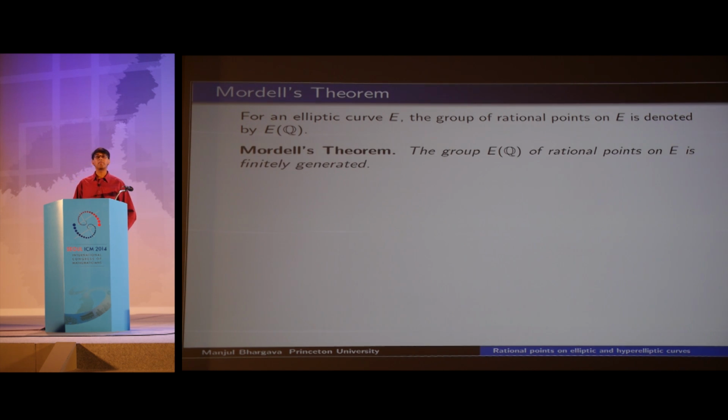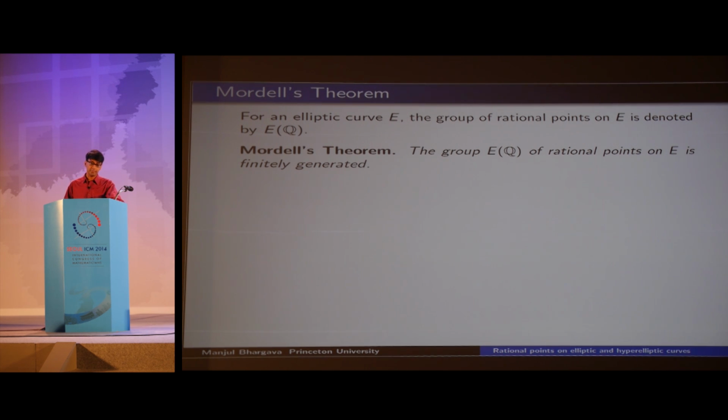And the fundamental theorem about this group, E of Q, the group of rational points, is what's called Mordell's theorem. It's proven by Mordell in 1922. And the theorem is that the group E of Q, this group of rational solutions to y squared equals x cubed plus ax plus b, is a finitely generated abelian group. So this group is always finitely generated. Okay, that's the remarkable thing here.